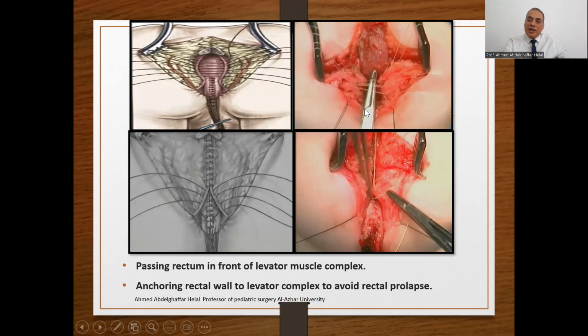grasped below the levator, and the levator will be sutured in front of the rectum. As we see, this is the levator muscle, left and right part, and this is the rectum. After that, we can anchor the posterior edge of the sphincter to the rectum to prevent rectal prolapse. Very important for all pediatric surgeons to put the rectum in the proper position and suture the levator in front of it.